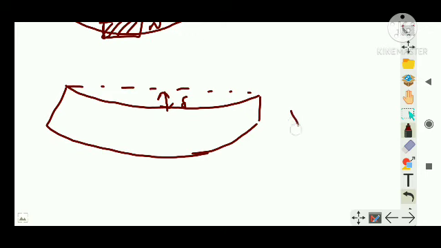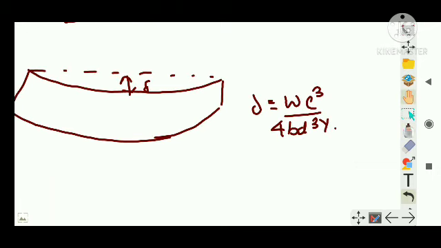And it is calculated that delta is equal to W, that is the weight which is hanging, into L cubed, that is length cubed, divided by 4 b d cubed Y. It is something which has been found experimentally. This delta is called sagging. How much sagging the beam has is proportional to how much weight is hanging here, into the cube of the length of this beam, divided by 4 b d cubed, where d is the depth, b is the breadth, and Y is the Young's modulus.